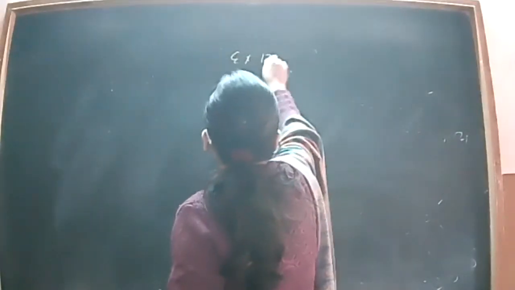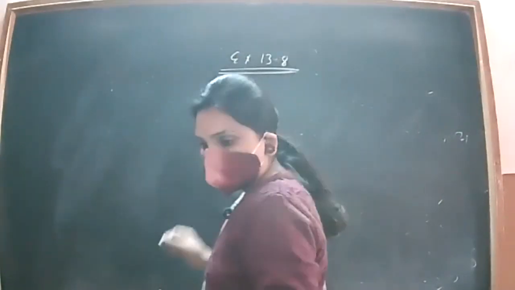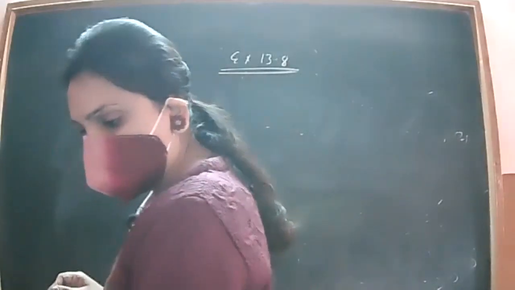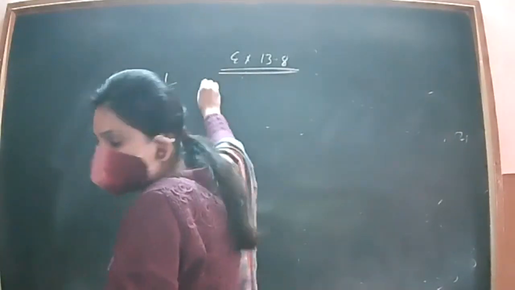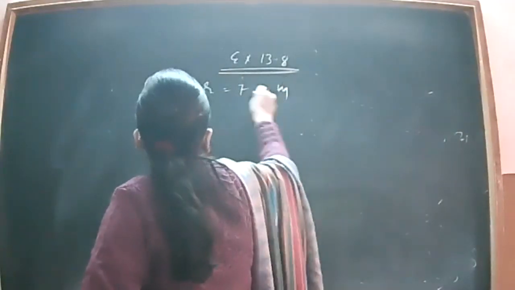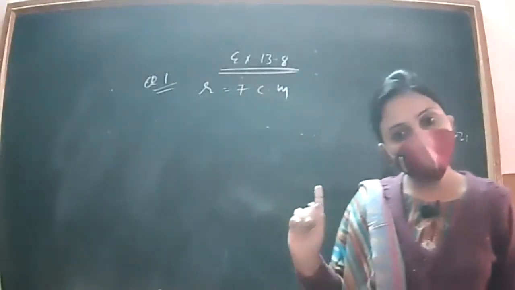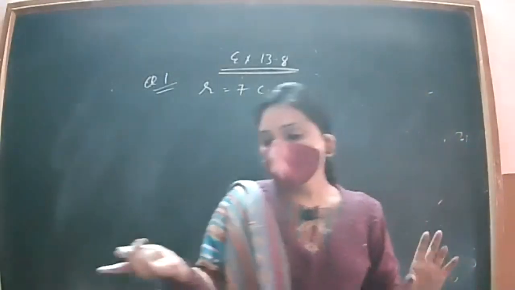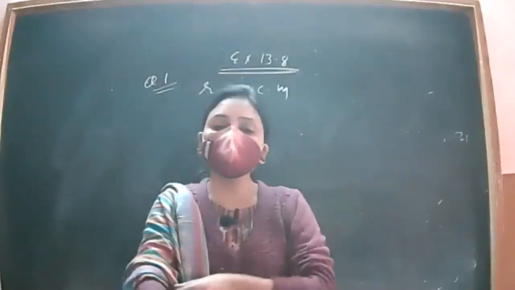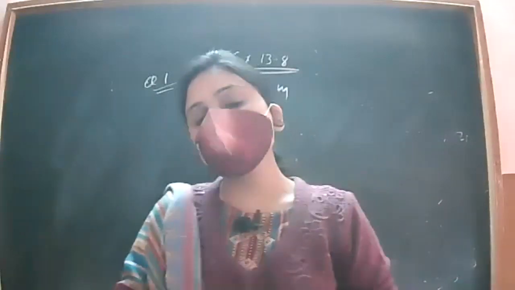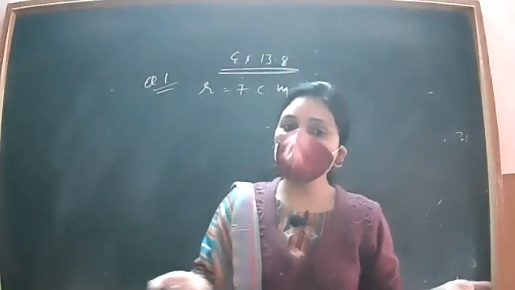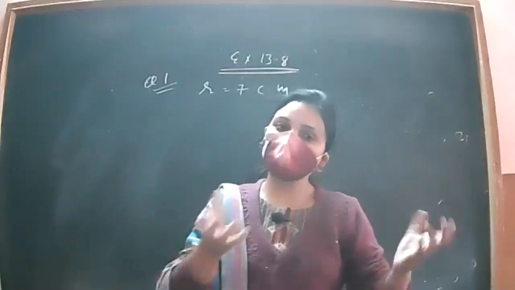Exercise 13.8 we are going to start with. And question number one. The radius of the sphere is 7 centimeter. Find its volume. Sphere का radius हमें दिया हुआ है, volume find करना. 3-4 questions are like nothing special is there. Radius is given, find the volume. Diameter is given, find the volume. So if we know the formula, we write the formula, put the value, and you will get the answer.